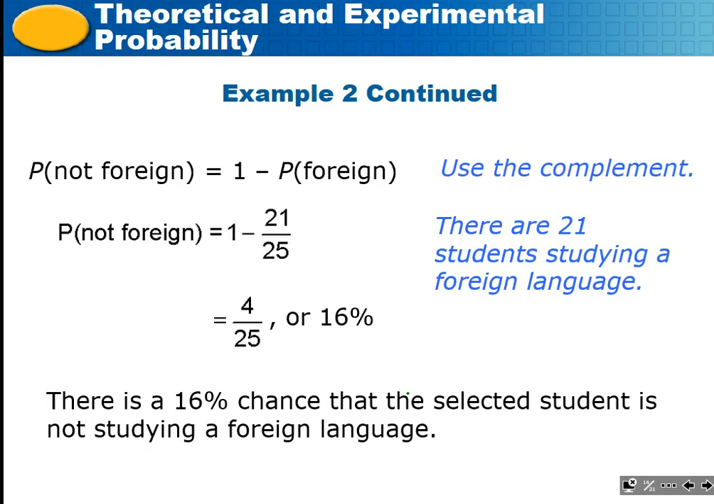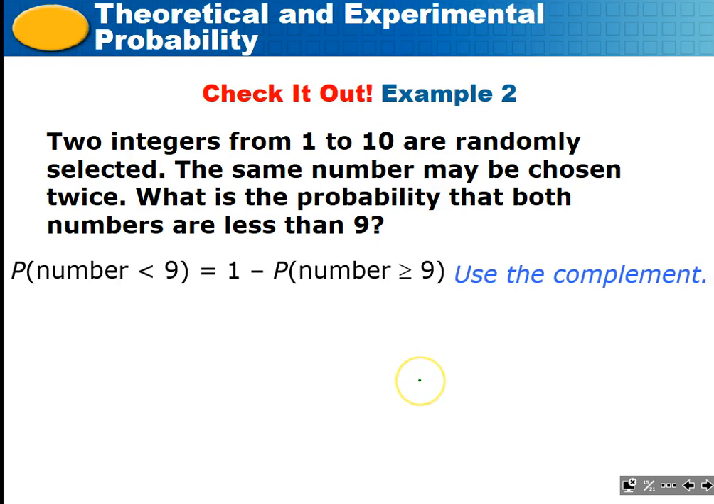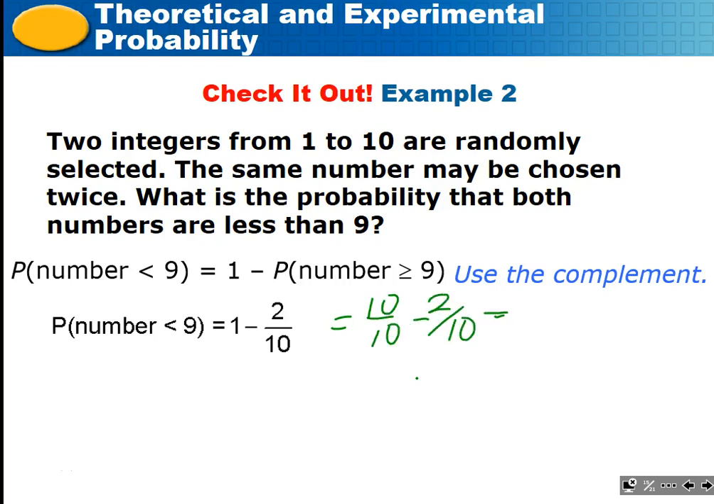All right, now let's look at this next one. 2 integers from 1 to 10 are randomly selected. The same number may be chosen twice. What is the probability that both numbers are less than 9? Okay, so how many numbers are greater than 9? We're going to ask ourselves that question. So that means there are 2 greater than 9, right? Which means we're going to do our 1 again minus the probability that something is greater than 9. So that's going to be 1 minus 2 over 10. So that would again be 10 over 10 minus 2 over 10. That equals 8 over 10.